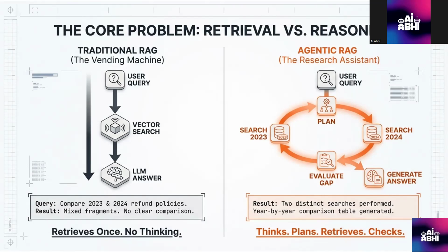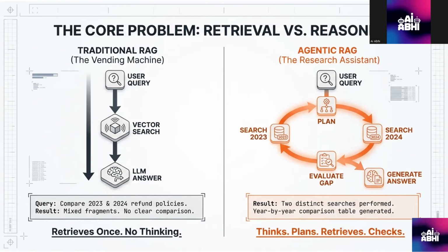Now watch the agentic RAG. It reads the question and realizes it needs two separate searches. It searches for the 2023 policy, then the 2024 policy. It checks if it has found enough information. It notices if anything is missing, like the window details, so it searches again with a more specific query. Then it compares them and gives a detailed, accurate answer with citations.